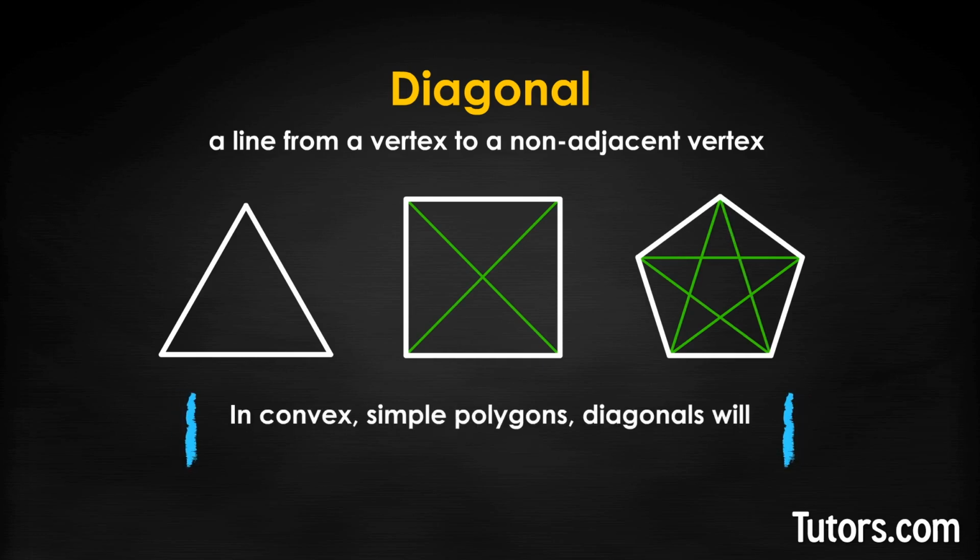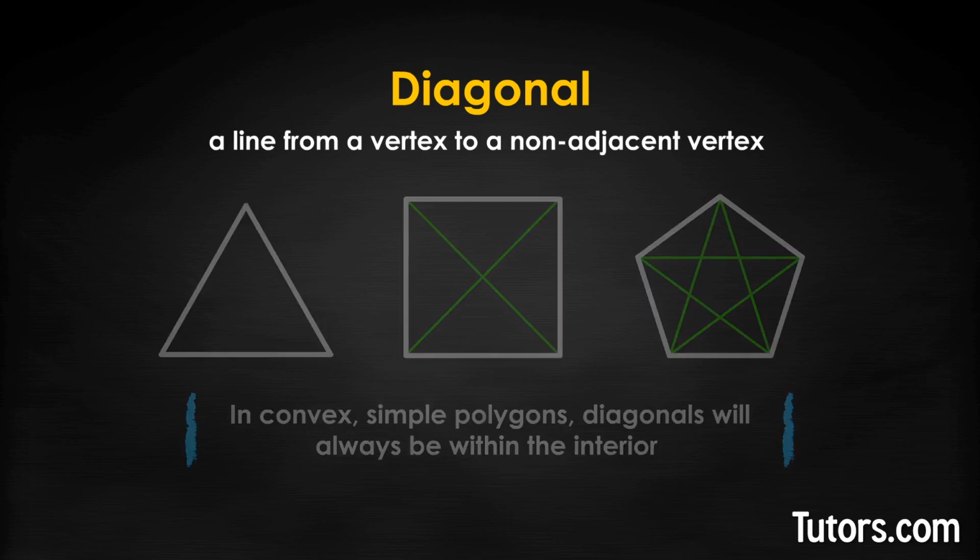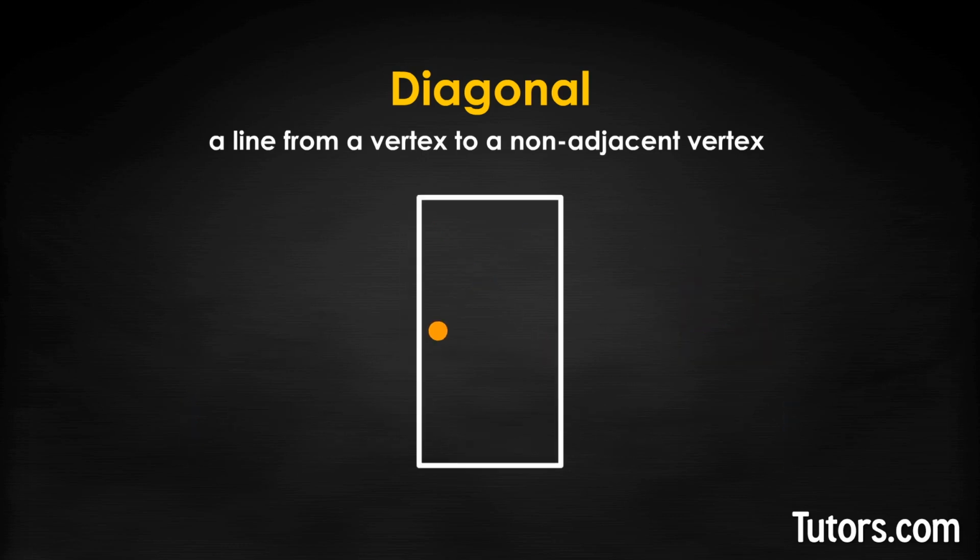In convex simple polygons, diagonals will always be within the interior. Consider a rectangular door. You can run a line from the top hinge corner to the bottom opposite corner. You can also run a line from the bottom hinge corner up to the top opposite corner. Those are the only 2 diagonals possible.